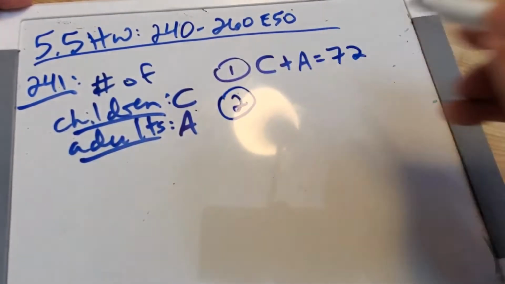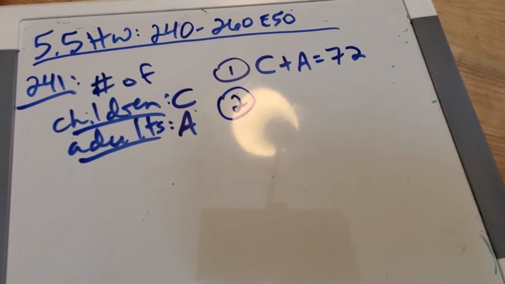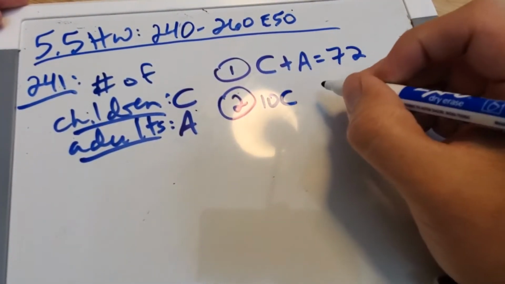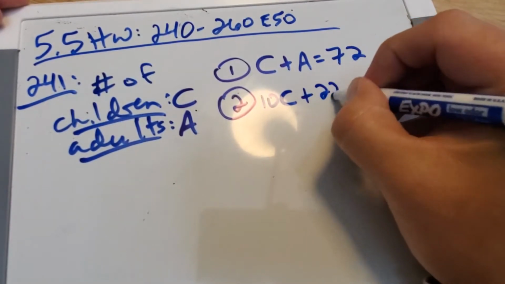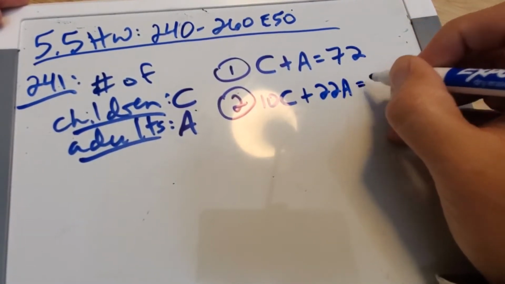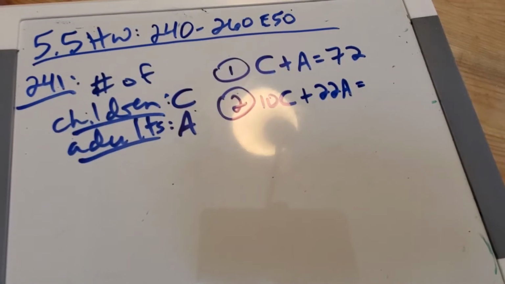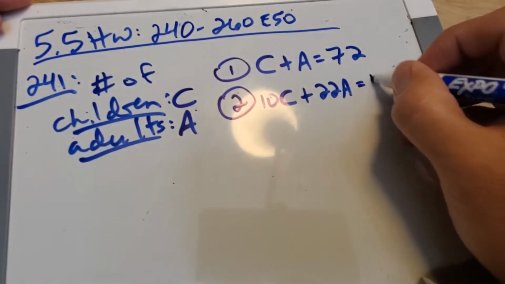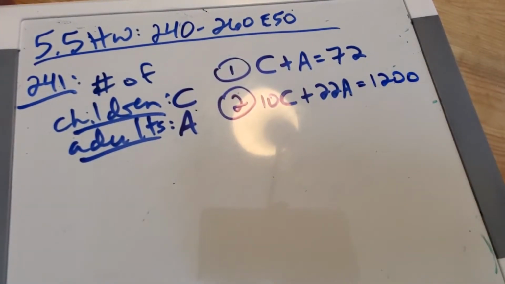My second equation is going to be all about money. Each kid had to pay $10. Get a job, kid. And each adult had to pay $22 because that's the way the world works. And they made a total of $1,200.